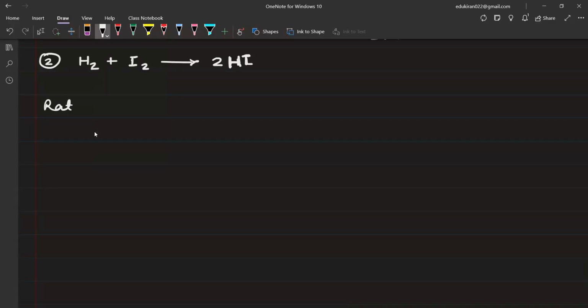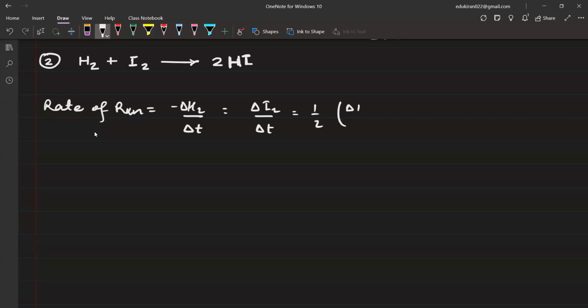So rate of reaction is equal to minus delta H2 divided by delta T, the change in concentration, will be equal to delta I2 by delta T, will be equal to 1/2 of delta HI by delta T. Okay, good. Fine.